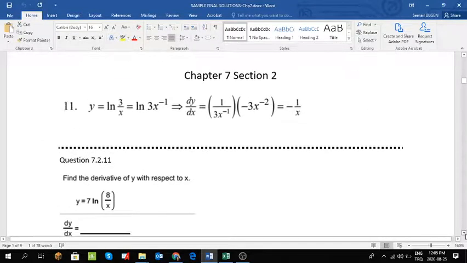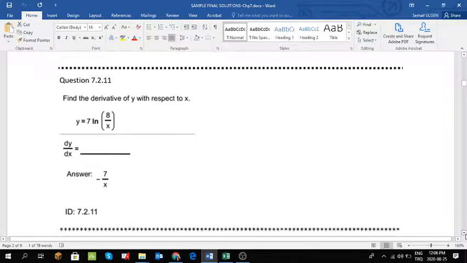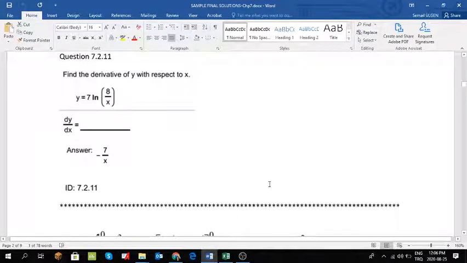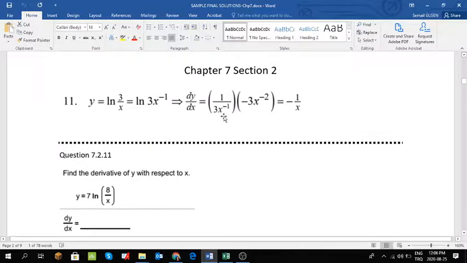Next question, this is chapter 7, section 2. Find the derivative of y with respect to x, question 11 in section 2. This is the function that's given, and the answer is negative 7 over x. And how do we find it? Actually, there's I think a variation of this question. This is the same type of question, but not the same one.